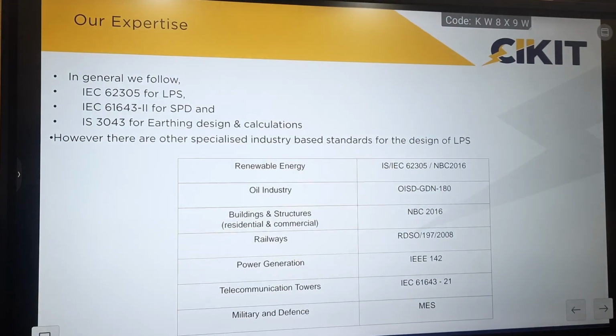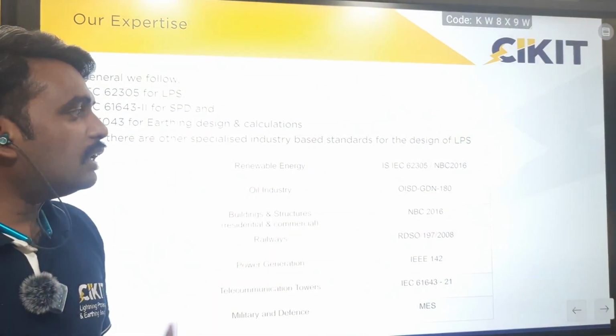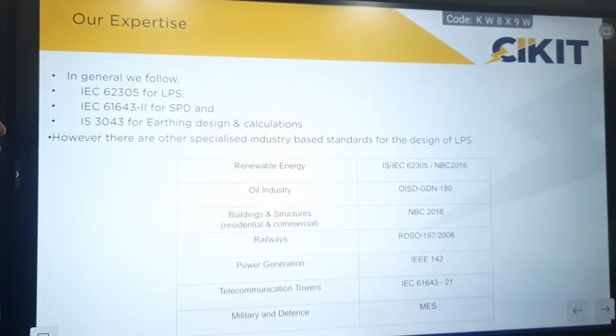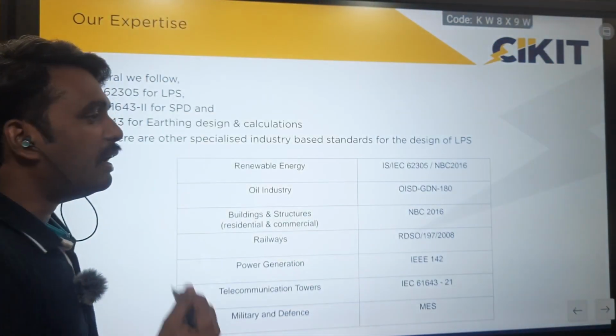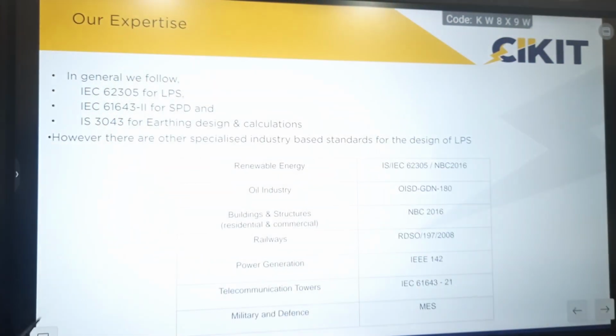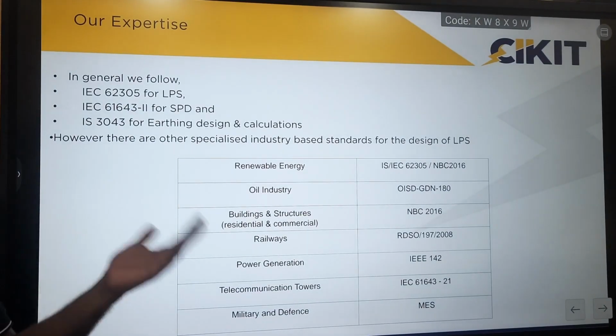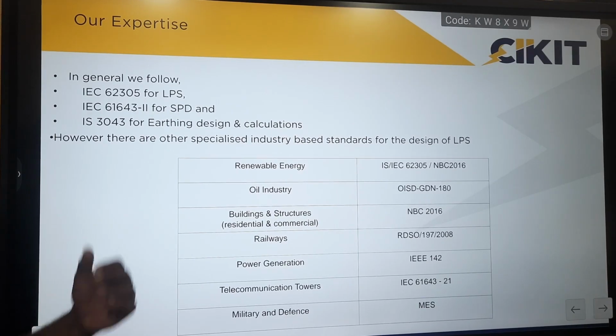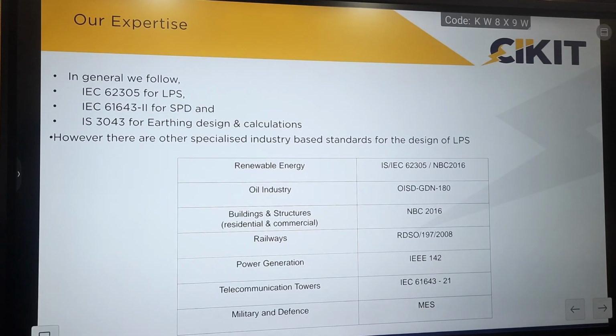These are the different standards which we refer to for different site conditions. For renewable energy, we follow NBC 2016 along with the standard IEC 62305. The NBC explains shadow analysis. That is, if the height of the air terminal is above 500 mm, the shadow will fall on the panel and it will have an impact on the power generation. So the restriction on the height of the air terminal is provided by NBC 2016.